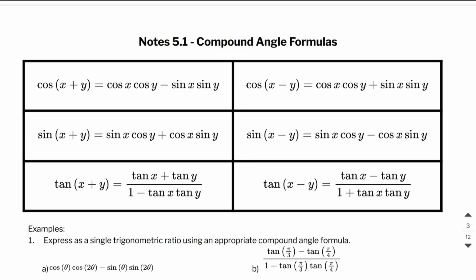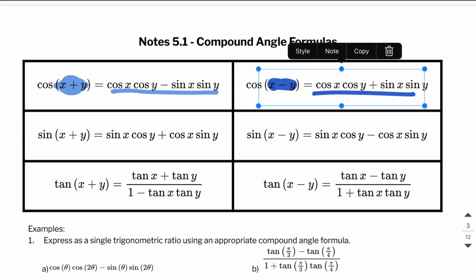Hi people, notes 5.1 are on compound angle formulas and what a compound angle formula means. So if I have an angle that is the sum of two angles together, then I can find the cosine of that angle by using this formula. If I have an angle that is the difference of two angles, I can find the cosine of that angle using this formula.